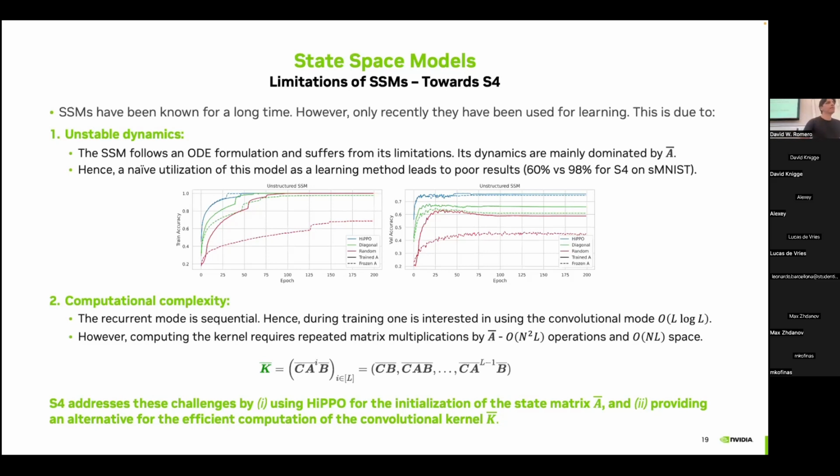The global property is important, but also input dependence. Input dependence means that the kernels or the mappings that you're using change depending on the input. That's something convolutions don't have, because it's just a kernel that you learn. If the input changes, it's always going to be doing the same mapping. Self-attention is very powerful because it has these input dependencies as well.